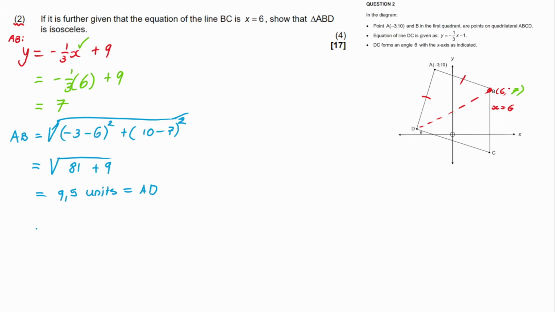So we've shown this, but very important, you can't just stop now, all right? Because we have to show that it's isosceles. So you have to say, therefore, triangle ABD is isosceles.